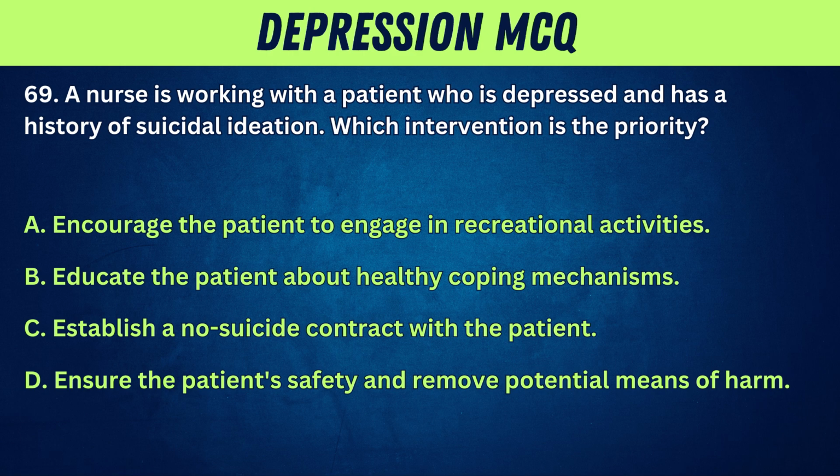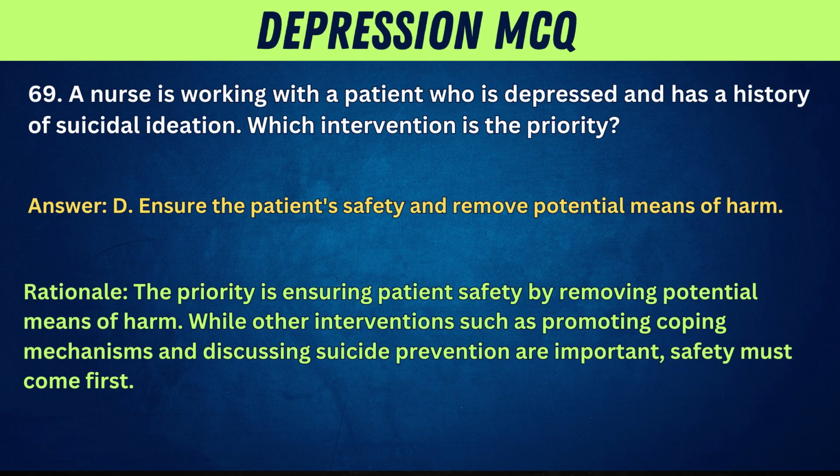69. A nurse is working with a patient who is depressed and has a history of suicidal ideation. Which intervention is the priority? A. Encourage the patient to engage in recreational activities. B. Educate the patient about healthy coping mechanisms. C. Establish a no-suicide contract with the patient. D. Ensure the patient's safety and remove potential means of harm. Answer: D. Ensure the patient's safety and remove potential means of harm.